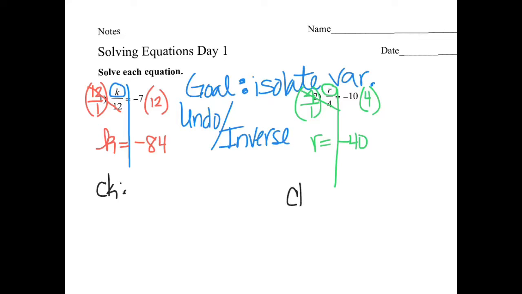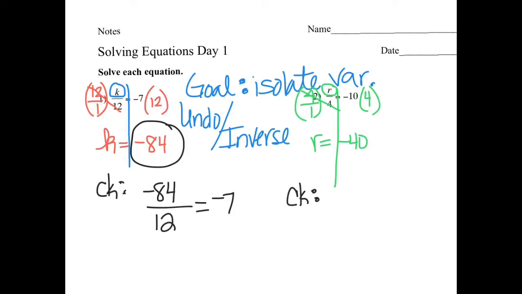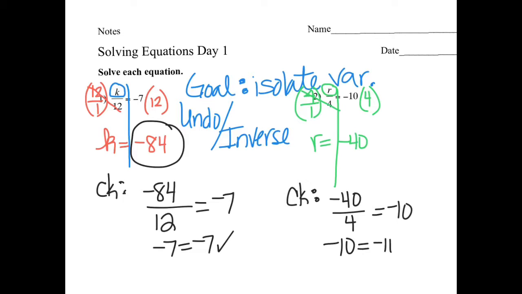So I'm just going to show you the check really fast to refresh your memory. You take your solution, negative 84, and plug it into the original equation. Divided by 12 equals negative 7. Negative 84 divided by 12 does equal negative 7, so that checks out. Negative 40 divided by 4 must equal negative 10. Well, negative 40 divided by 4 is negative 10, so that checks out.